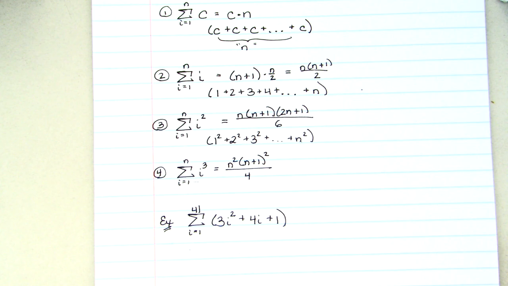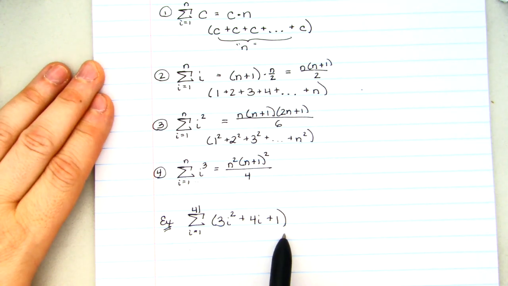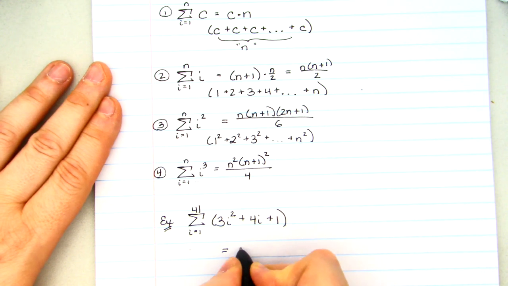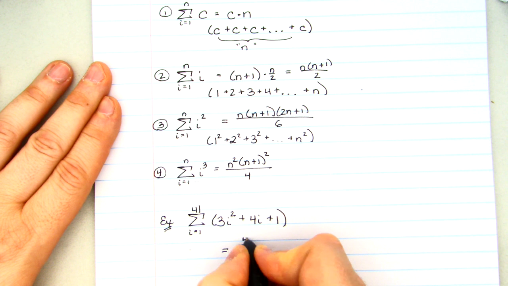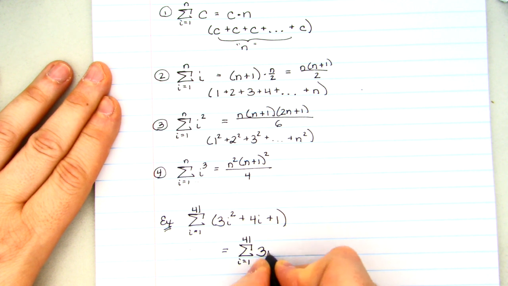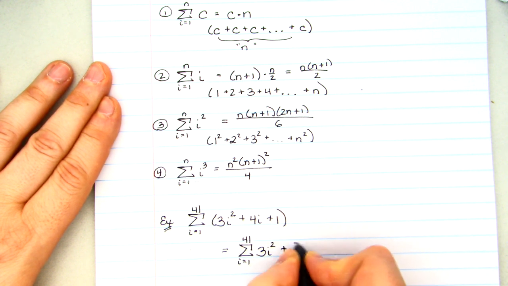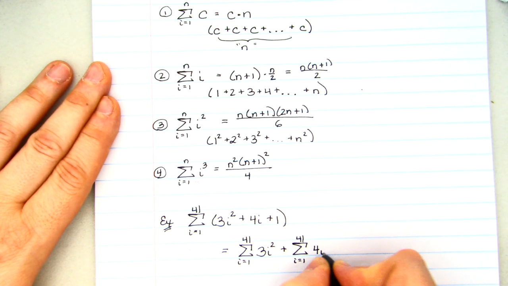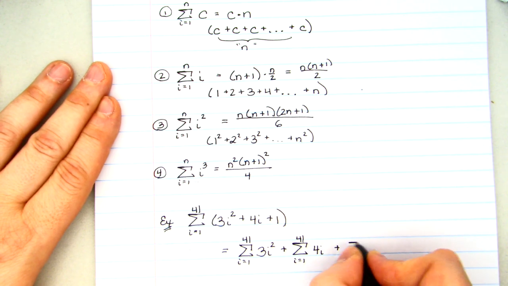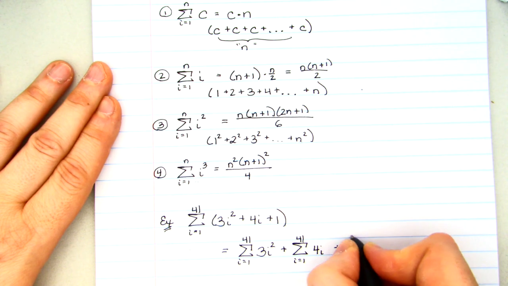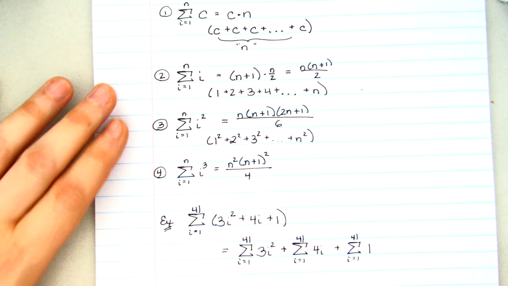Step number 1. I can write this as 3 separate sums. I can say that this equals the sum as i goes from 1 to 41 of 3i squared, plus the sum as i goes from 1 to 41 of 4i, plus the sum as i goes from 1 to 41 of 1.